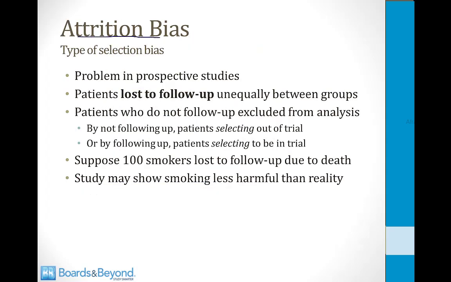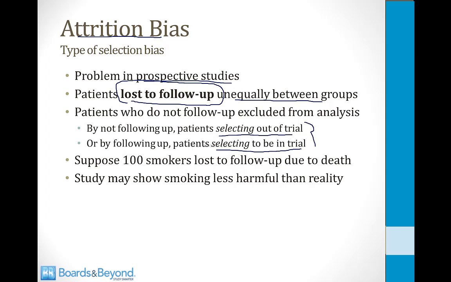Attrition bias is a special subtype of selection bias, and this is a problem in prospective studies that follow patients for many years. Some of the patients in the groups will get lost to follow-up. You'll try to contact them 2 years or 3 years into the study and you can't reach them. And if you lose patients to follow-up unequally between the groups, this can introduce a special type of selection bias called attrition bias. And the way to remember that it's a subtype of selection bias is to think that the patients who don't follow up are selecting to be out of the trial. Or another way to think about it is the patients that do follow up are selecting to be into the trial. And that just can help you remember it's a type of selection bias.